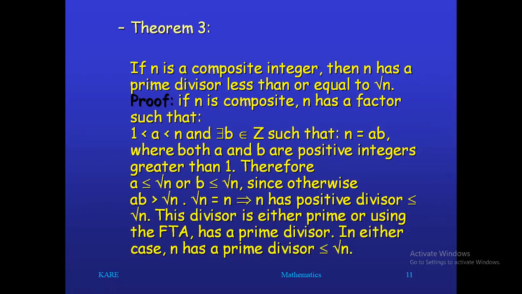And moreover, this divisor is either prime, or using the fundamental theorem of arithmetic, it has a prime divisor. Both are possible over here. In either case, whatever the case, n has a prime divisor less than or equal to root n. This is the thing we have proved here.